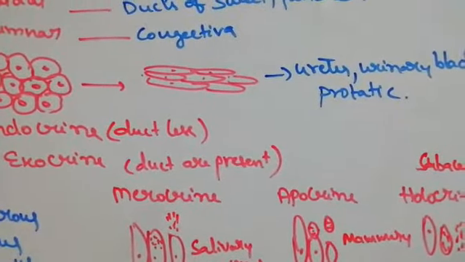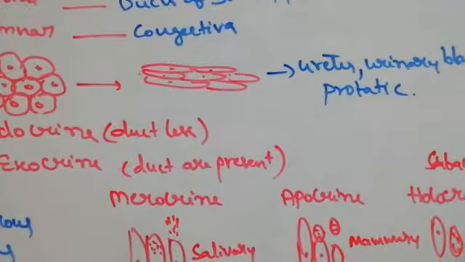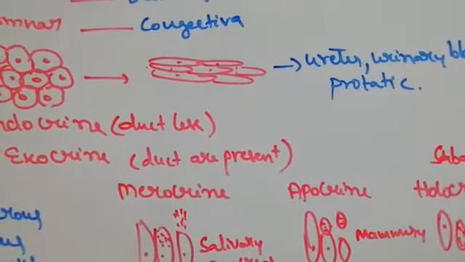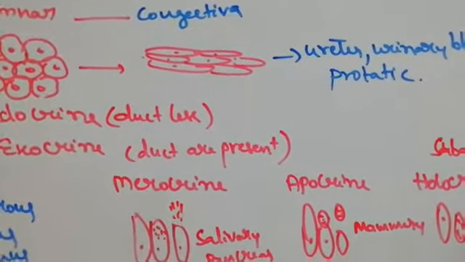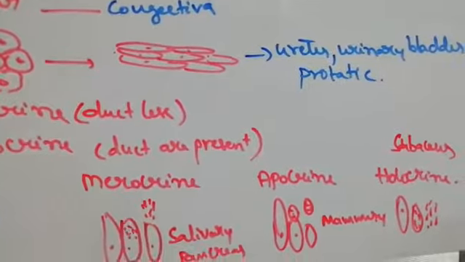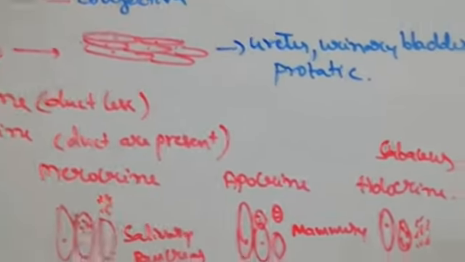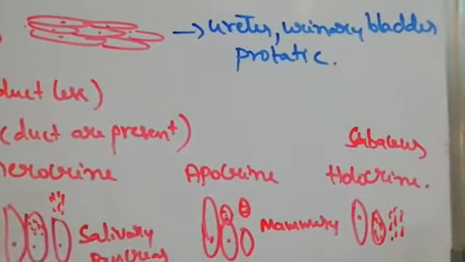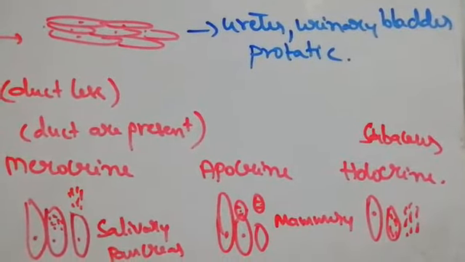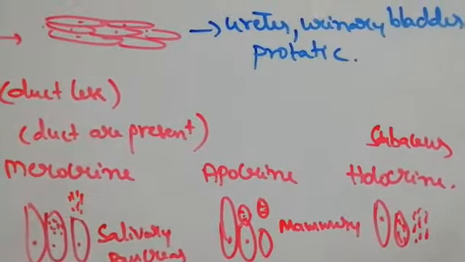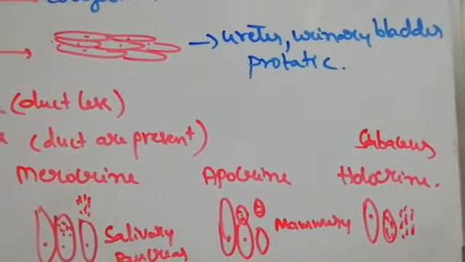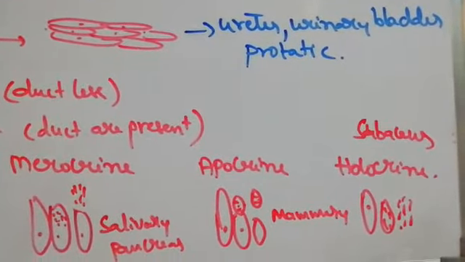Merocrine means no cell undergoes degeneration to release the secretion. The cell doesn't undergo degeneration to release the secretion. Examples are the salivary glands and pancreas. Apocrine: the secretion is stored at the apical part. That apical part is pinched off, cut off, releasing the secretion. That is called apocrine. An example is the mammary glands.